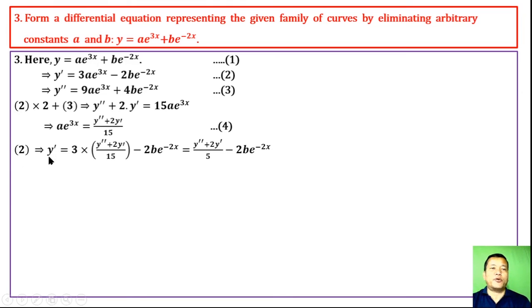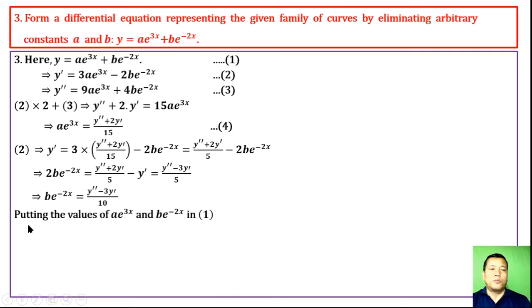Equation 2 gives y dash equals 3 times its equivalent value, minus 2b e to the power minus 2x. Simplifying this, we solve for b e to the power minus 2x. Putting the values of a e to the power 3x and b e to the power minus 2x in equation 1, we get y equal to this.